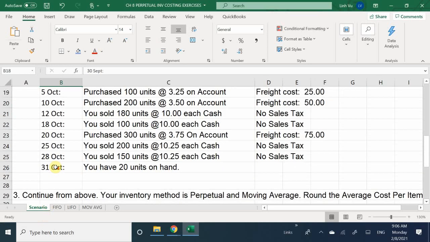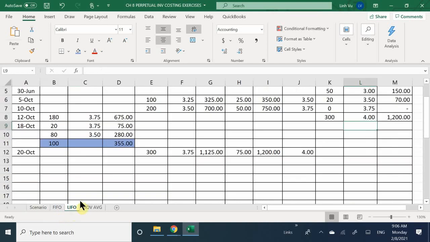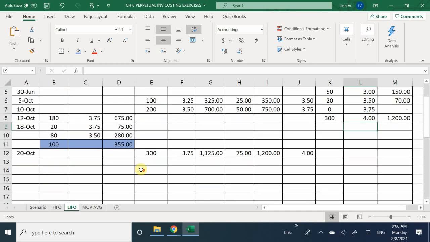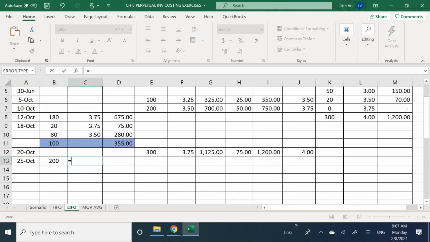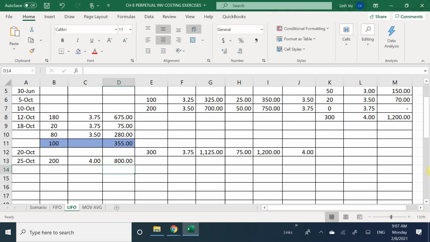So then what has happened on the 25th of October? We sold 200 units. So here, which batch am I going to be actually taking out from? The 300. So again, October 25th, we sold 200 units at $4 each. So what is my total cost of goods sold here? 800.